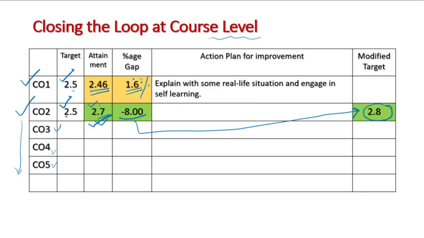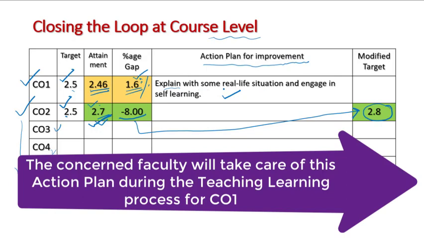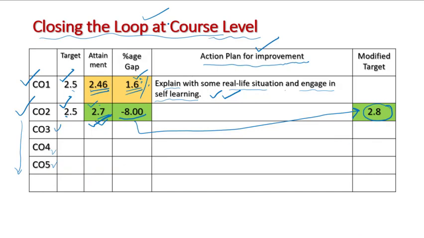Now in this case, since the attainment level is not attained, there should be some action placed for improvement. I have given just a sample action plan. It may be a more realistic one. Only as an example I have given: explain with some real life situation and engage in self-learning process. That means we are addressing the teaching learning process so that this gap can be minimized in the next academic session. And this type of process is called closing the loop. Once we make the statement for the action plan and forward it to the department for necessary action for the next academic session, then the loop is closed, and that ensures that the quality loop is complete.